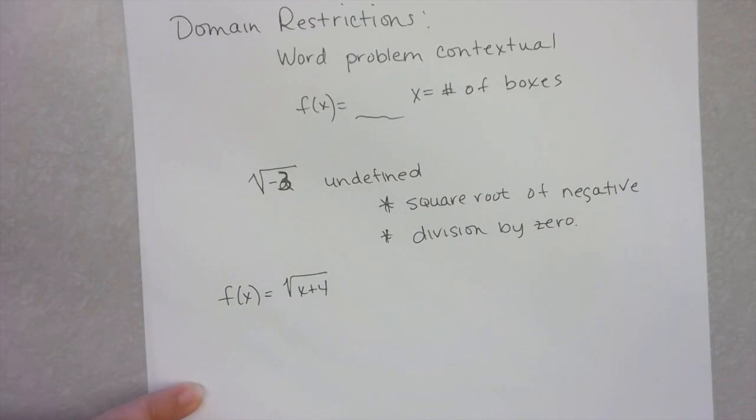And so I need a way to figure out how I can write my domain, right? If I plug in something like -8, I can see right away that -8 plus 4 is going to give me -4.